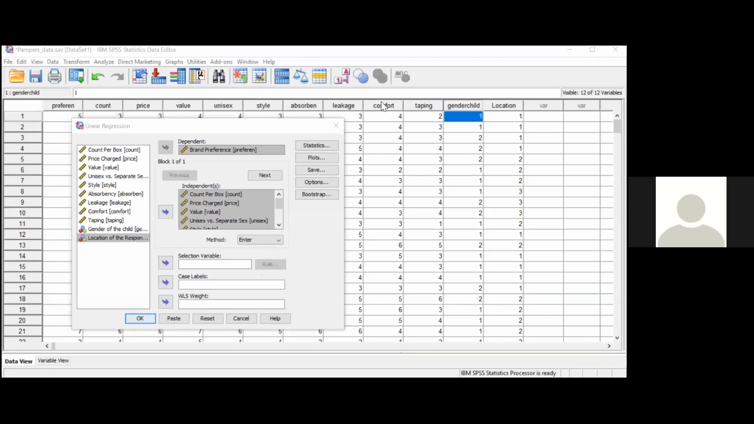What does chi-square tell us? Chi-square tells us the association between attributes. They are non-metric data. Okay. Should we move forward? Yes, sir. Sure.